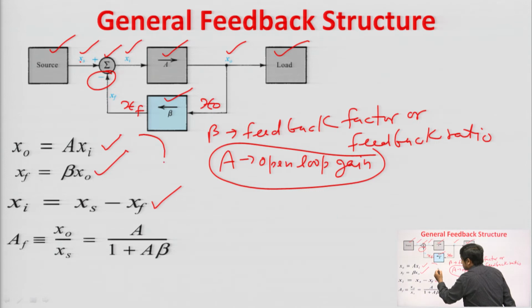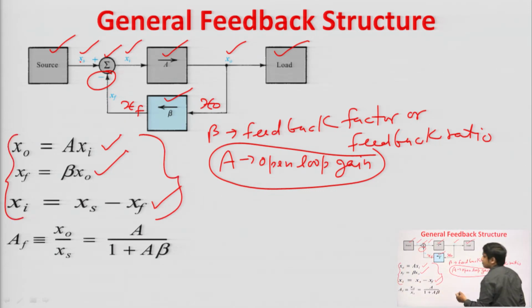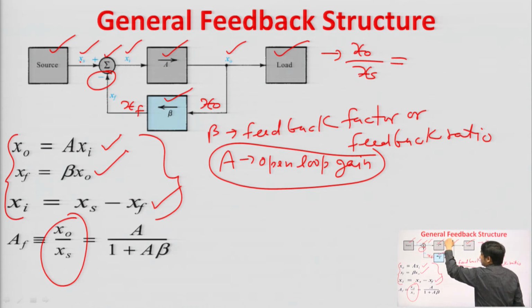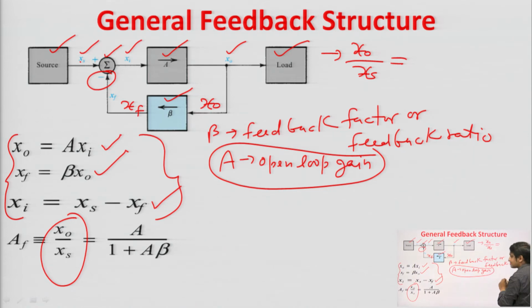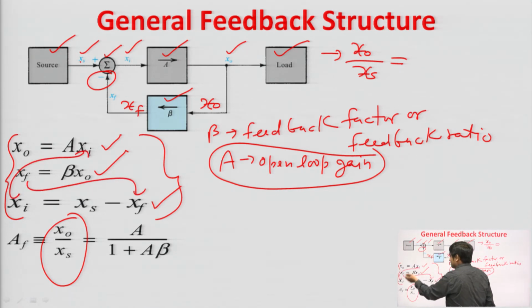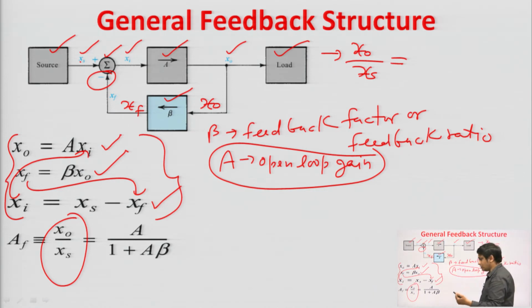Now, just rearrange these 3 equations. From here you can get the value of X naught upon Xs. This X naught upon Xs is the gain of this complete amplifier. Complete amplifier means that now, when we are using this feedback, the amplifier is called a closed loop amplifier. Closed loop amplifier means amplifier with feedback. We can calculate X naught upon Xs by putting the value of Xf and Xi here and rearranging the terms. X naught upon Xs is A upon 1 plus A beta.